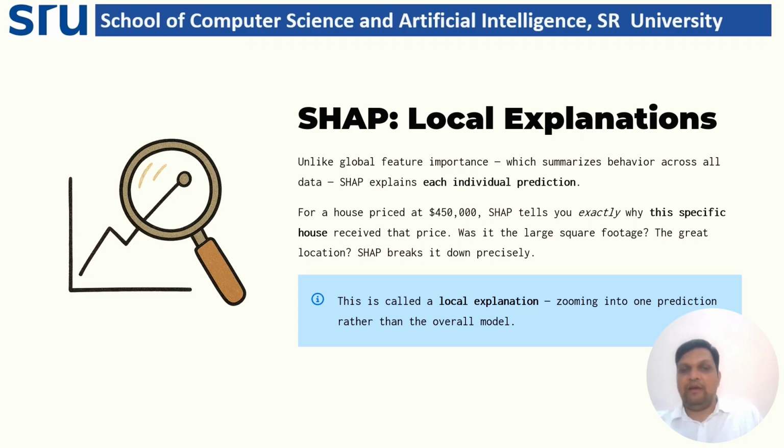Was it the large square footage, the great location? SHAP breaks it down precisely. This is called local explanation, zooming into one prediction rather than overall model predictions.